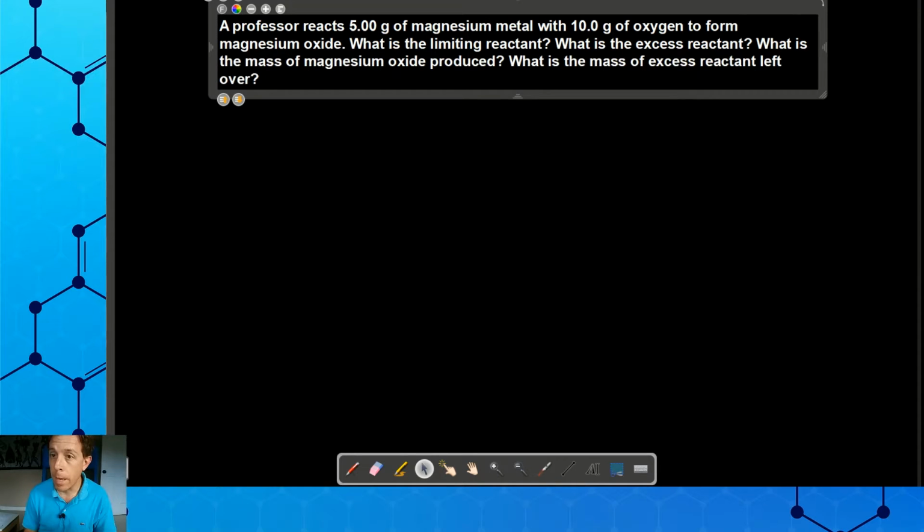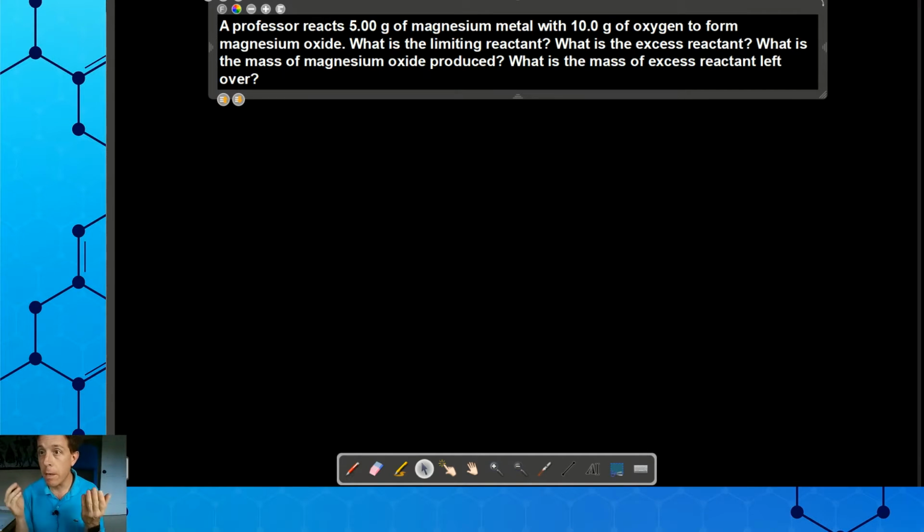And what is the mass of the magnesium oxide product that is produced? We want to know that as well. And what is the mass of the excess reactant left over? So we only want the identity of the excess reactant. We also want to know how much of that will we have left over. So always with these word problems, we need to come up with what's being given and what's being asked.